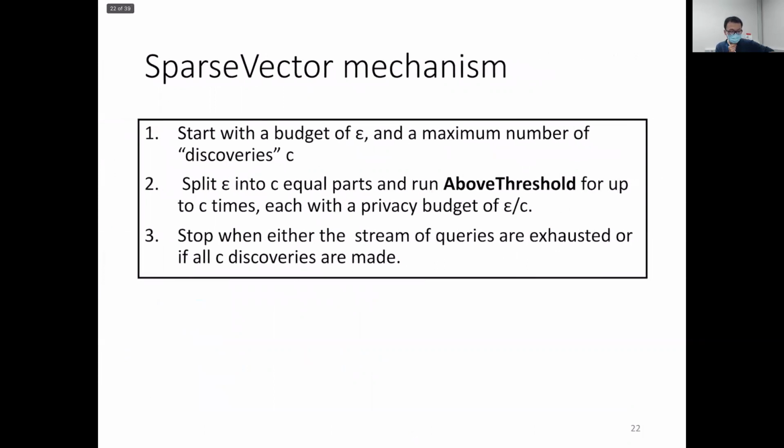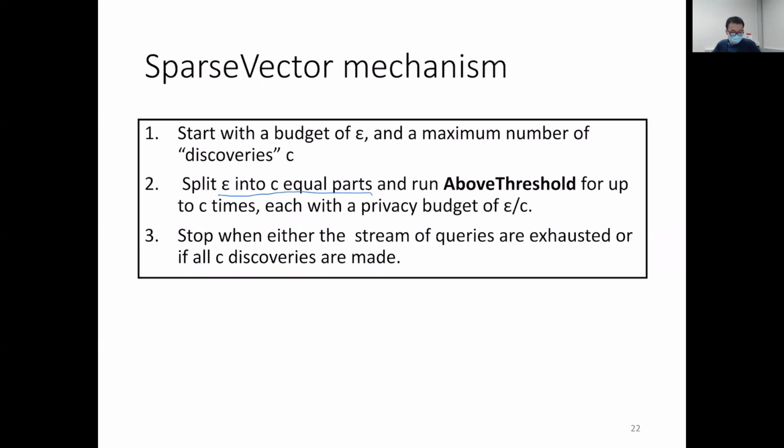So now, how does the sparse vector work? Sparse vector basically is a composition of above threshold algorithm, composed C times. So what we can basically do is to first split the privacy budget into C equal parts and run above threshold for each one of them with a parameter epsilon over C. And the end goal of the sparse vector mechanism is to discover a maximum number of C elements within a sparse vector, for however long this sparse vector is.